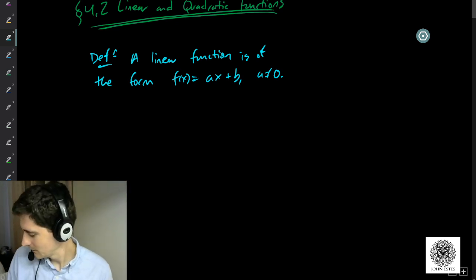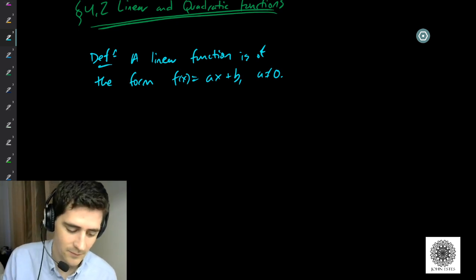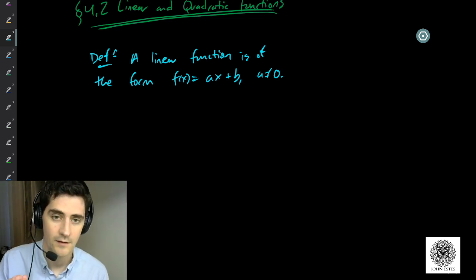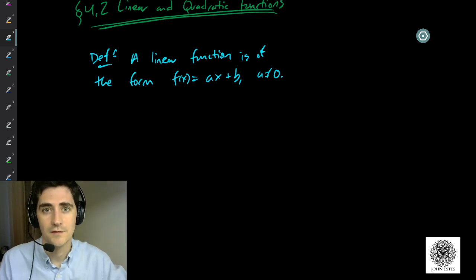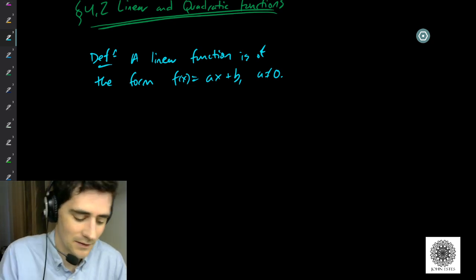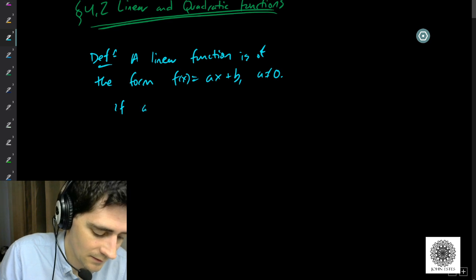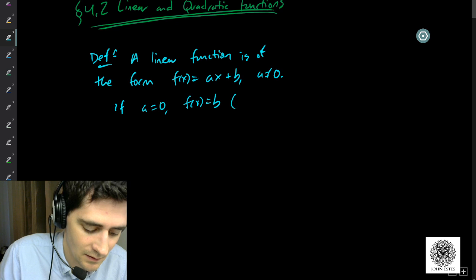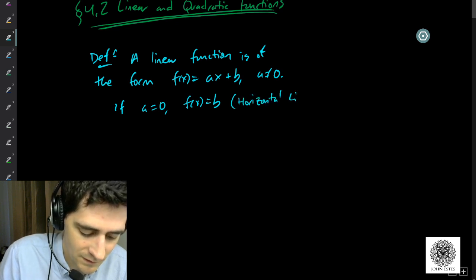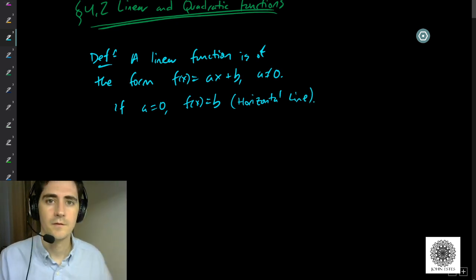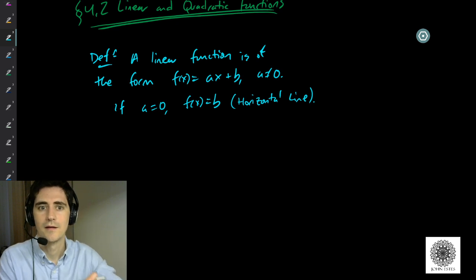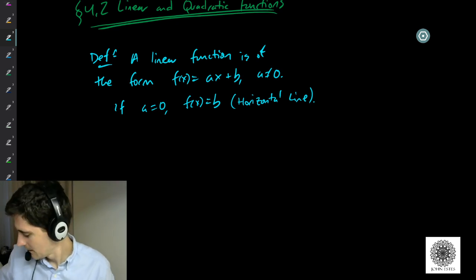Well, actually we could even let a be 0 as well. But if a is 0, then we have a constant function, which is actually a straight line as well. It's a horizontal line. So if a is 0, f of x equals just a constant b, which graphs like a horizontal line. And if you remember, how do you define the equation of a horizontal line? y equals a constant, right? And so that's what we're saying here.